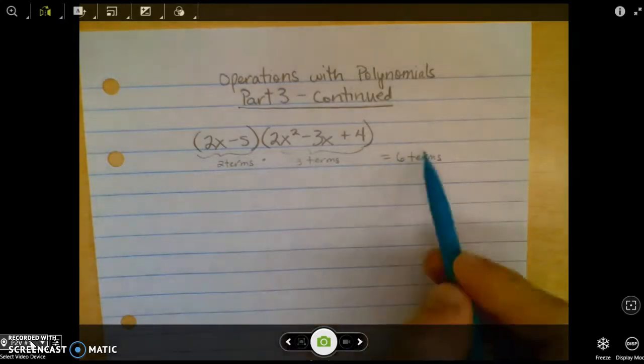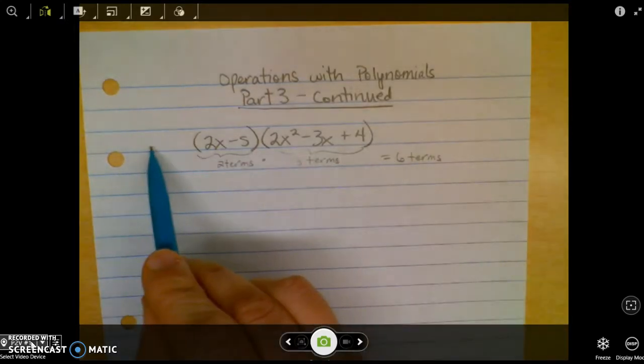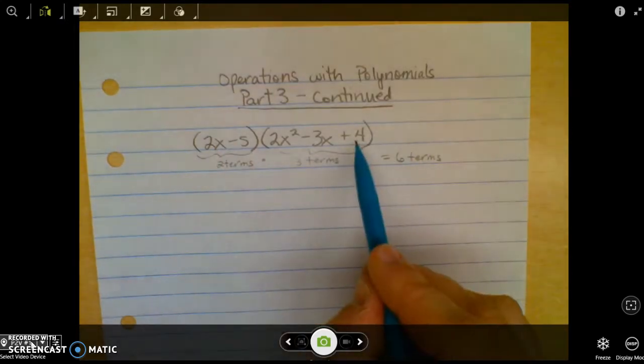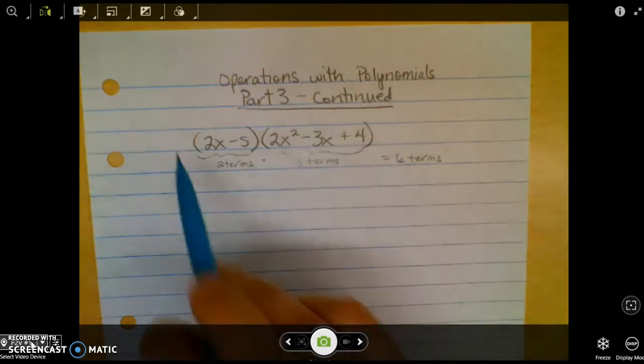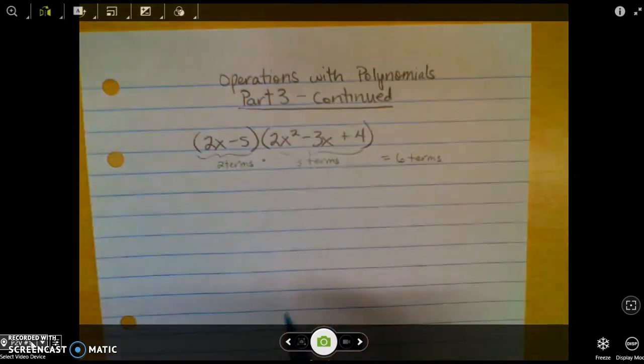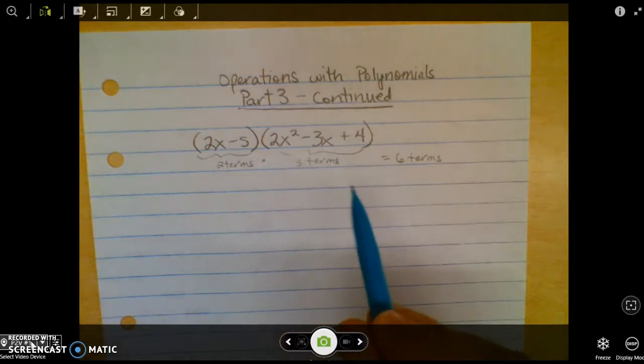Now you can do any number of terms. I can do 3 terms times 3 terms. That would give me 9 terms. I could do 1 term times 2 terms, and that would give me 2 terms when I'm done multiplying. Okay. The process is still the same.